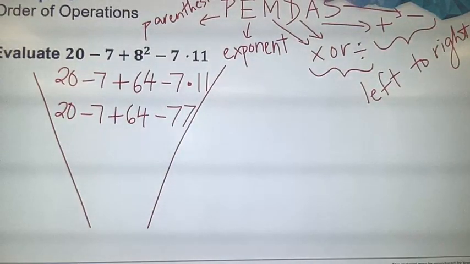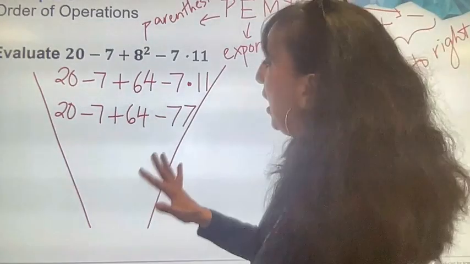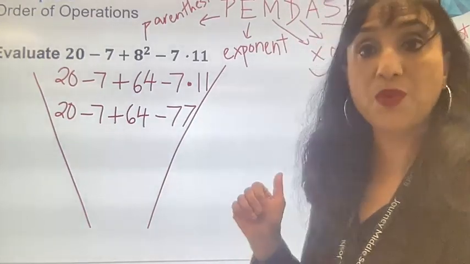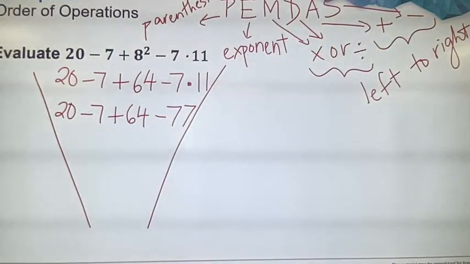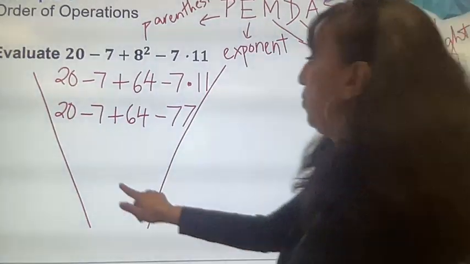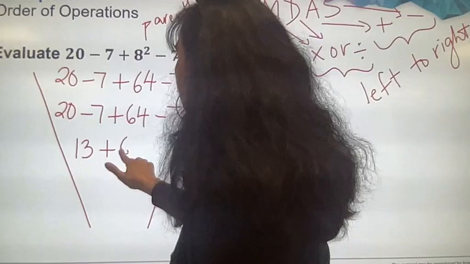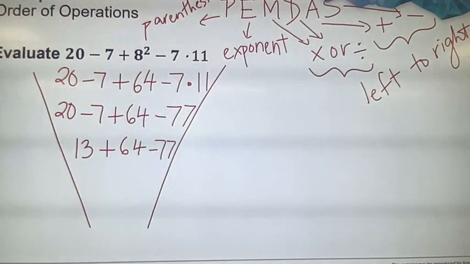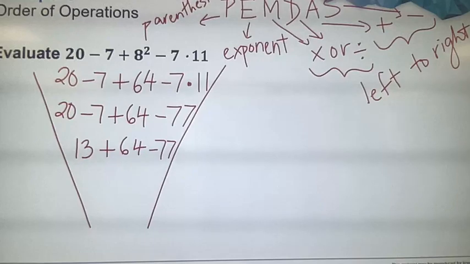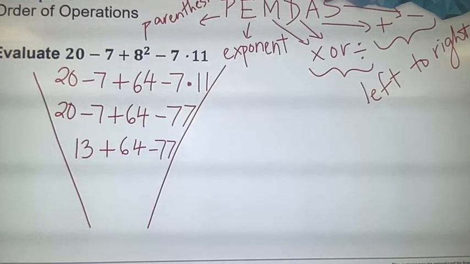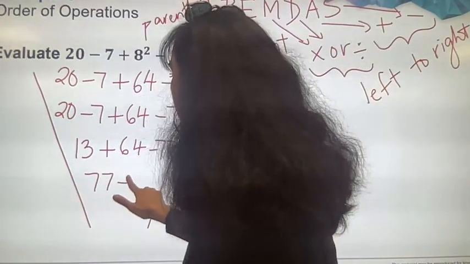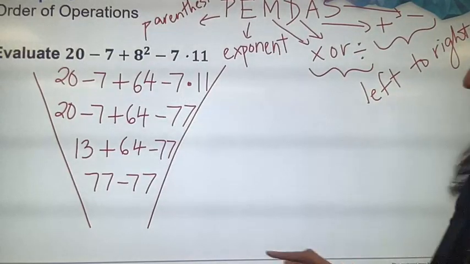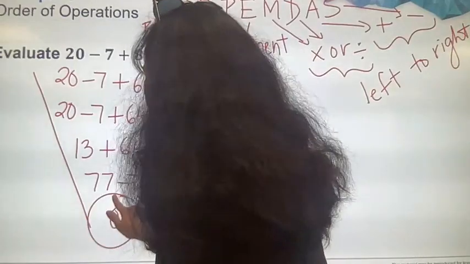Next, what we are going to do is we have only addition and subtraction. So we are going to follow the principle of going from left to right. So we are going to subtract 7 from 20, and we get 13 plus 64 minus 77. Next, we are going to add 13 and 64. And when I add 13 and 64, I get 77 minus 77. And what is 77 minus 77? I get 0. And this is my answer, which I'm going to circle.